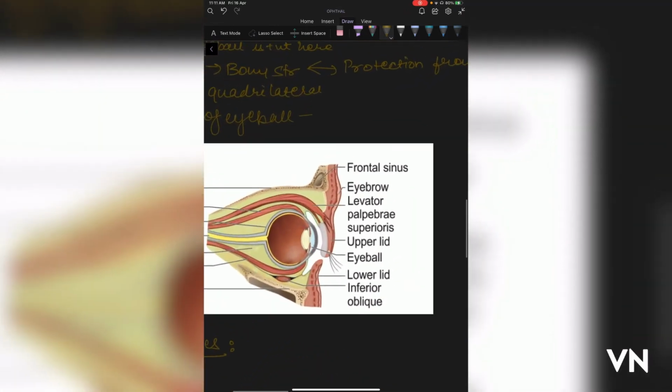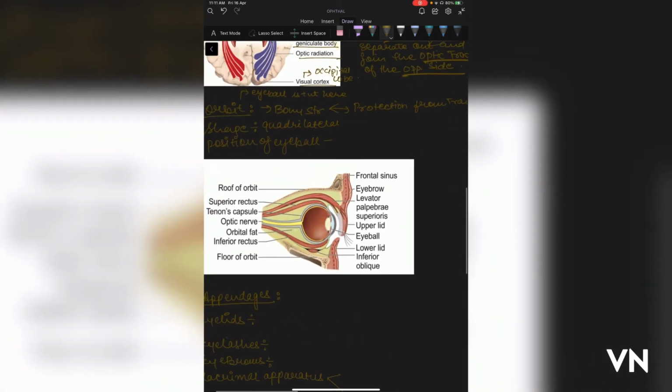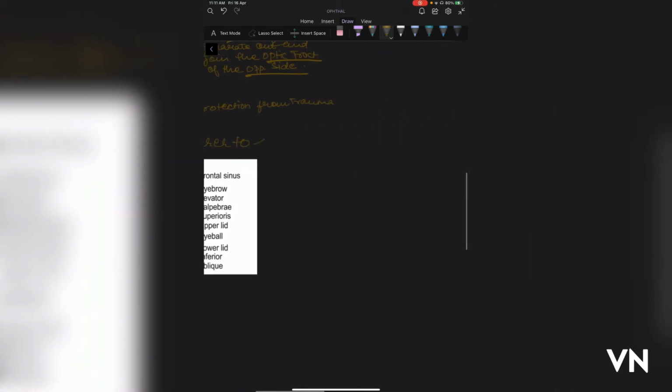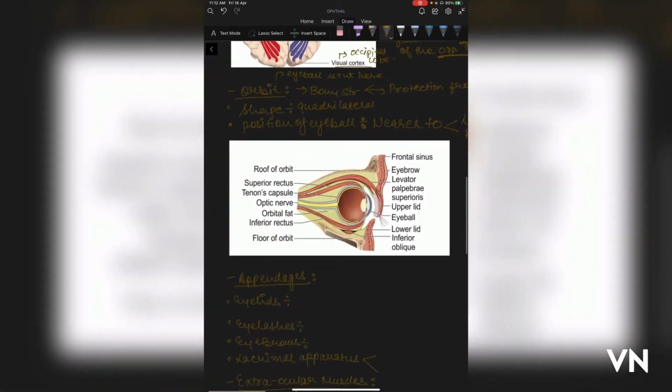Now the position of the eyeball. How is the eyeball positioned? The eyeball is nearer to two things: nearer to the lateral wall than the medial wall of the orbit, and it is also nearer to the roof than the floor. So your eye would feel more towards the lateral side, towards one side than the other. You can notice that difference in your eyeball, right? So this is what we have.